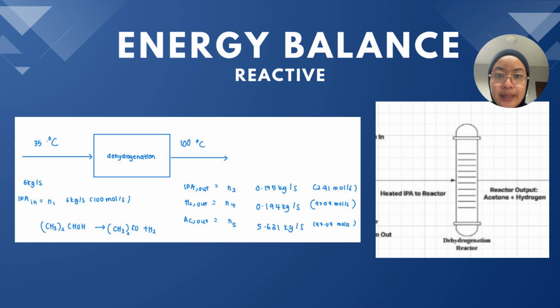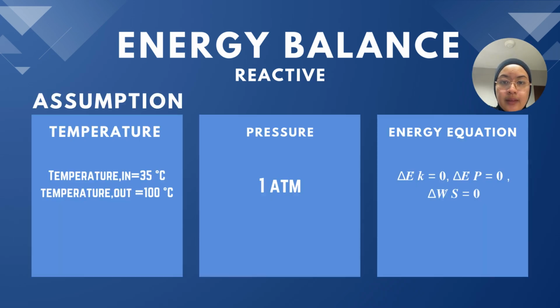Next, I will explain the energy balance for the reactive system. The reactive system in the acetone production is the dehydrogenation reactor. For the energy balance of the dehydrogenation reactor, we use the heat of formation. So this is the flow diagram for the dehydrogenation process. These are the assumptions for the energy balance in the reactive system.